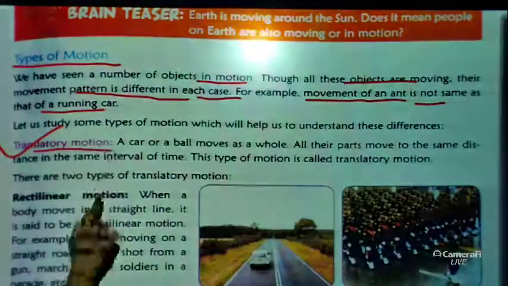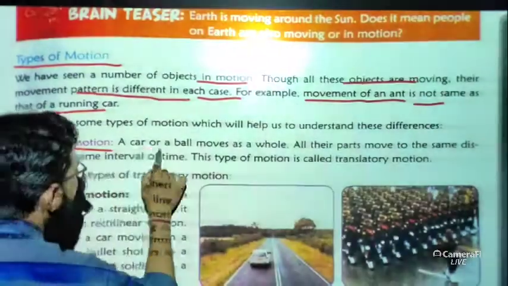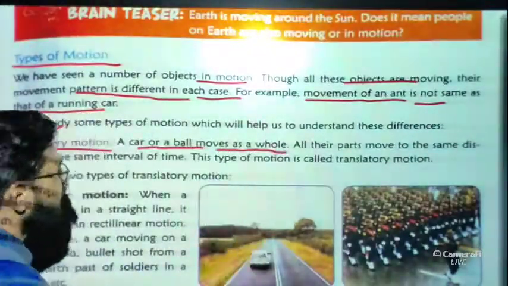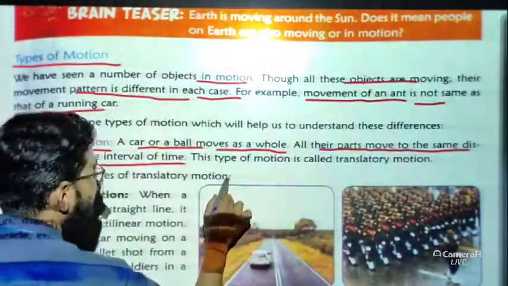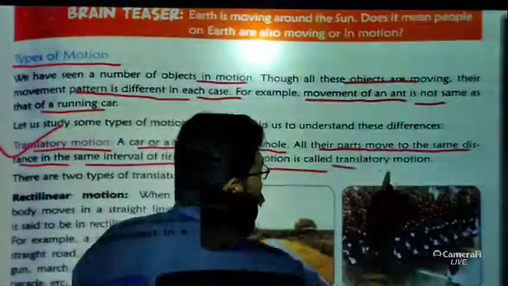Now let us discuss this translatory motion, that a car or a ball moves as a whole. All their parts move in the same direction, the same distance in the same interval of time. This type of motion is called translatory motion.